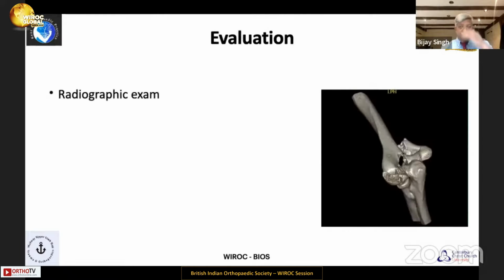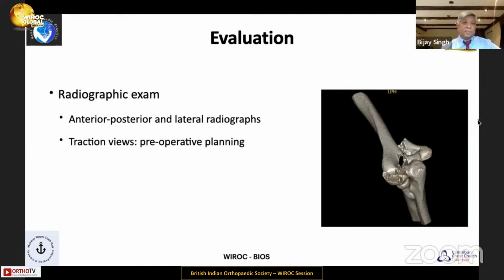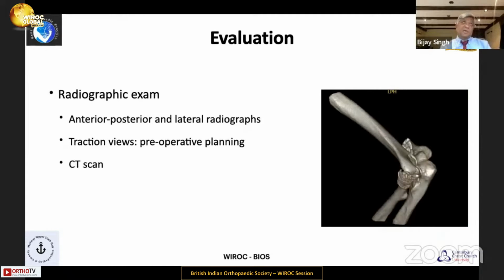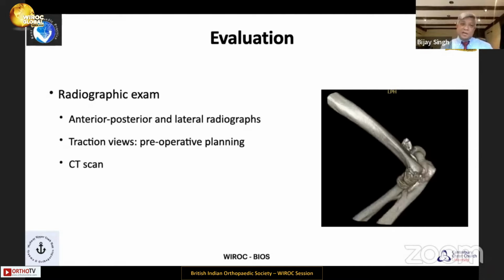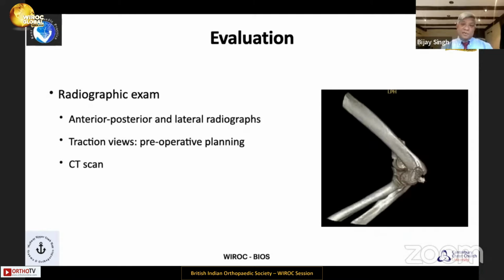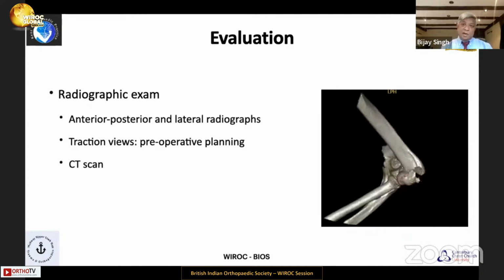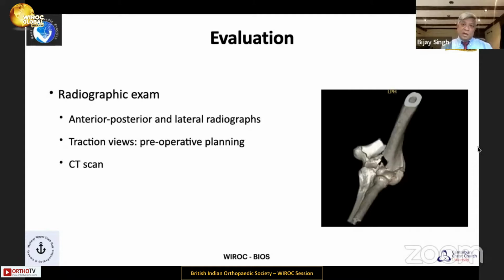So what we're talking about is evaluation. Of course, you need to evaluate the patient first on the ATLS principles, making sure there are no other injuries. Generally, radiographs are performed. Sometimes it may be difficult to get proper views, hence traction views, even intraoperatively, before you start the procedure, give you an idea. CT scan has revolutionized what you can assess, and certainly the 3D CT images give you a fantastic idea of the fracture patterns and help you with pre-op planning accordingly.